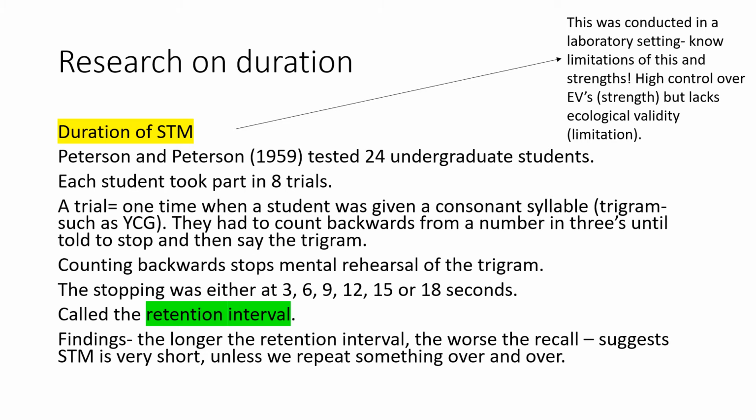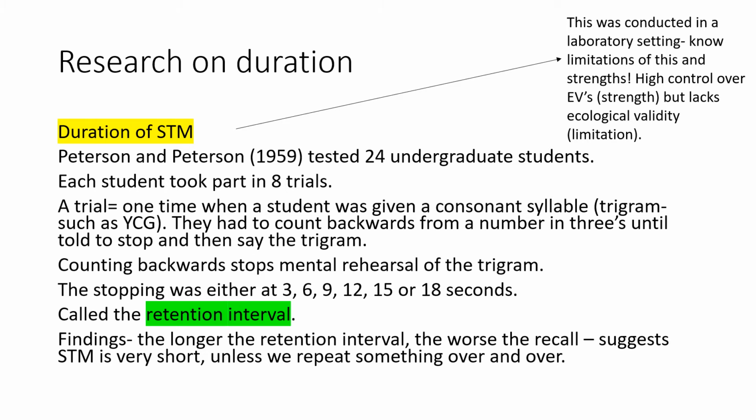So Peterson and Peterson in 1959 tested 24 undergraduate students, and each student took part in 8 trials. When we say a trial, we mean one time when a student was given a consonant syllable, a trigram such as YCG. Now, remember, students sometimes think vowels are included in these trigrams. You would never see a vowel, it's a consonant syllable, just to remind you, because sometimes students don't click on with that particular part.